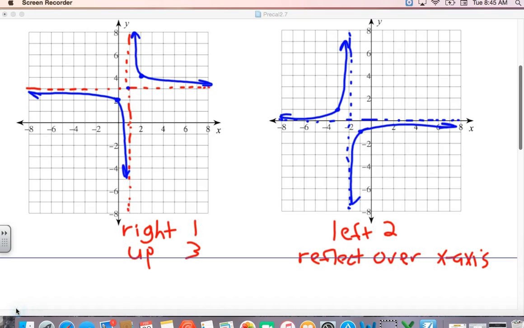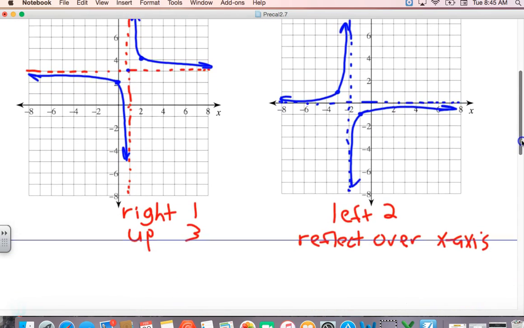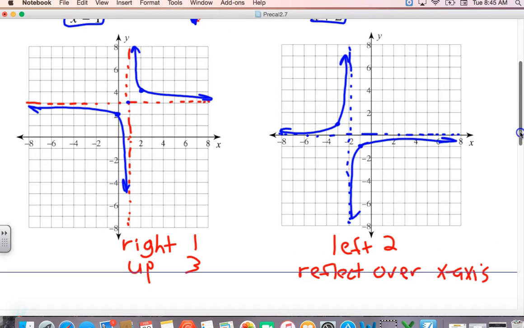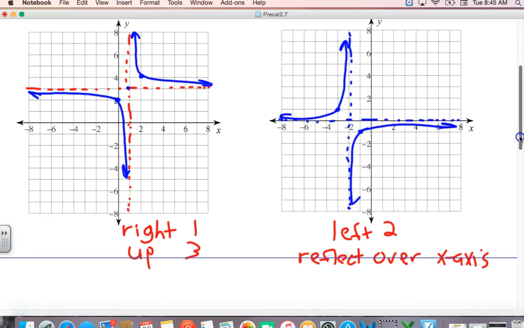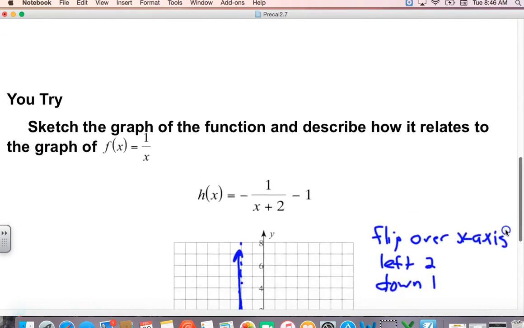So on these last ones, I forgot you're supposed to describe how it relates to the graph of the parent function. So for the first one, we would say we go right 1 and up 3. And then for B over here, we'd say we go left 2 and reflect over the x-axis. So we got to describe how it relates to the original.